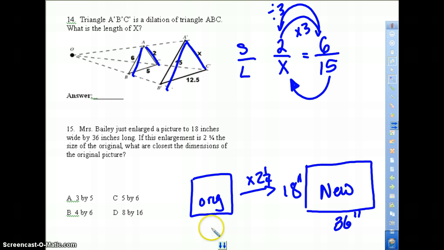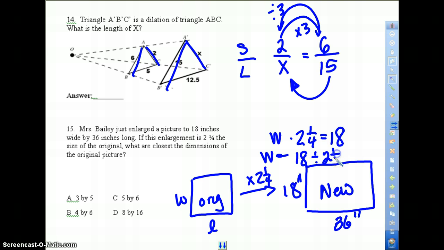Well, if I want to know my length and my width, I take the original, multiply by the scale factor, and I get the new. Well, what are you going to have to do? You're going to have to go in reverse to calculate, start with the new, go backwards to get the original. If I were to take my width, multiply by 2 1/4, I would get 18. How do I do that in reverse to decide what W is? Yeah, W is going to be this answer, 18 divided by 2 1/4.